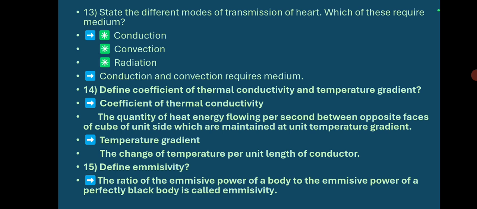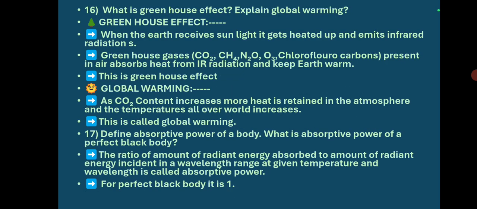Define emissivity. The ratio of the emissive power of the body to the emissive power of a perfectly black body we call emissivity. Next, what is the greenhouse effect? Explain global warming. The earth receives heat from the sunlight, which makes the surface of the earth remain warm. This we call the greenhouse effect.